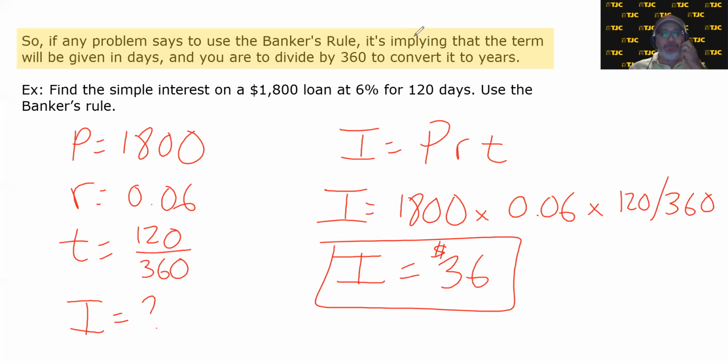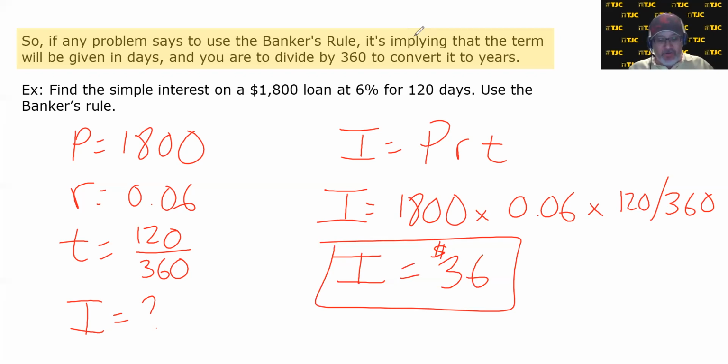Now, as far as using the Banker's Rule, it's over. But you might be asking the question, what if I use 365? I've got the technology, I got it right here in my hand. Would I get the same answer? Well, let's think about it. Why think about it? Let's just do it. I'm going to put it back in my calculator, but let's use 365 instead. What do you think will happen to the interest?